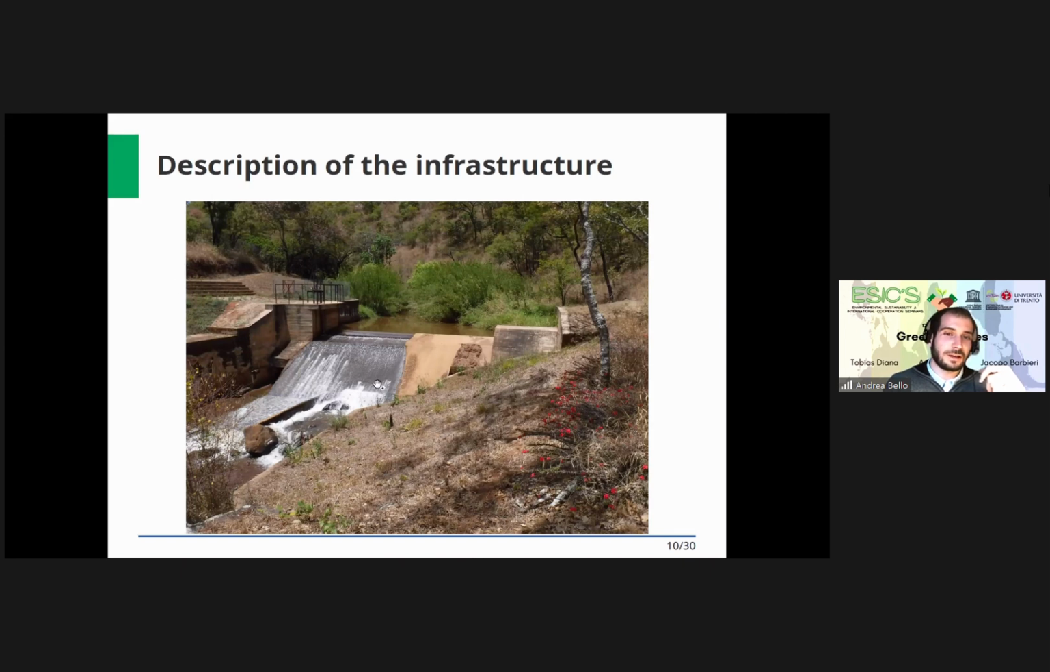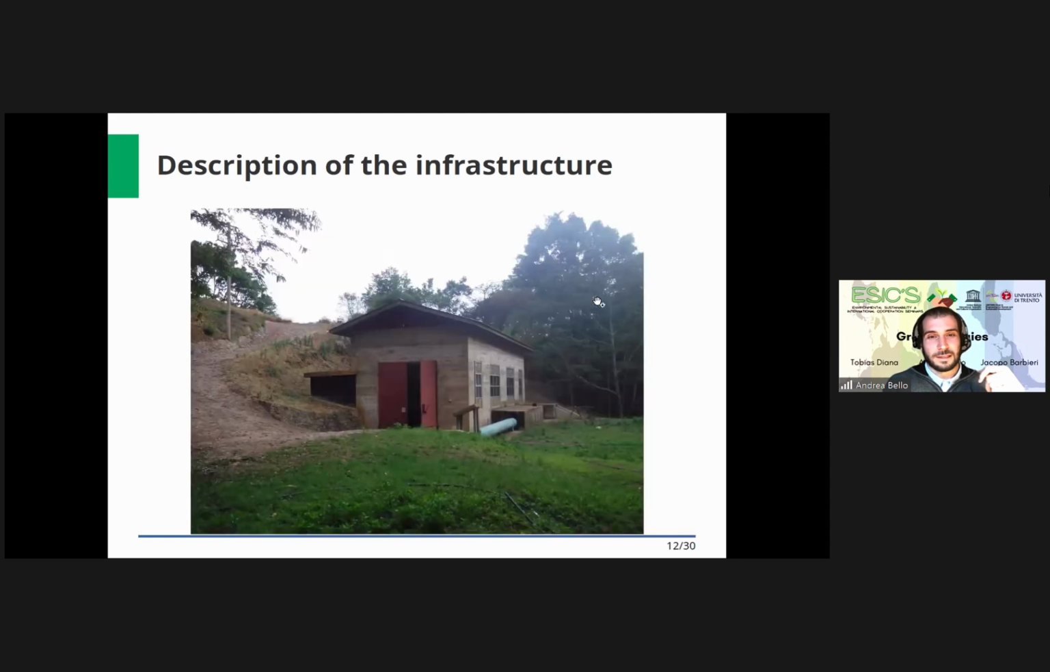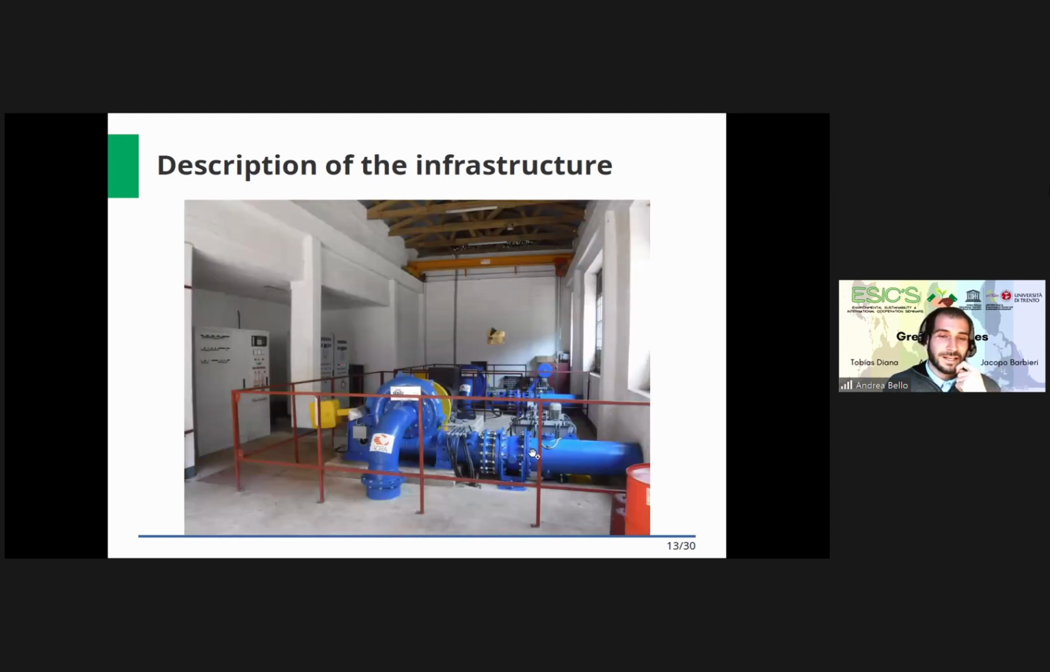But then okay, we can have some pictures of the infrastructures. This is the intake weir on the Kizongo River. And after this weir, the river follows a series of waterfalls, while the diverted water runs through the penstock down to the powerhouse. We can see it here. This is the powerhouse with the penstock. This is the inside of the powerhouse with the two horizontal axis Francis turbines.